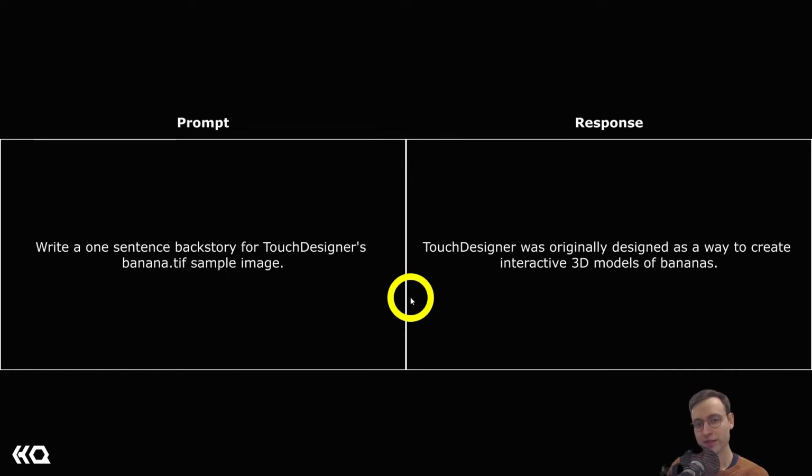In this video, we're going to build an integration of sorts between TouchDesigner and GPT-3, which is a deep learning-based language model that generates surprisingly human-like text. So just as an example here, we've sent in a prompt for generating a simple backstory for the banana.tiff image file that we all know and love. And apparently TouchDesigner was developed to create interactive 3D models of bananas.